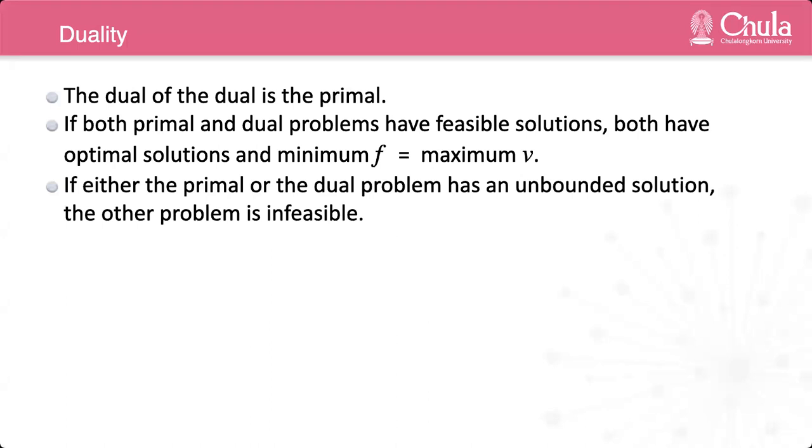So if you solve one problem and find that it has an unbounded optimum solution, then the dual of that problem is infeasible. The opposite also applies. If you consider the primal problem and find that it is infeasible, the dual of that problem has an unbounded optimal solution.